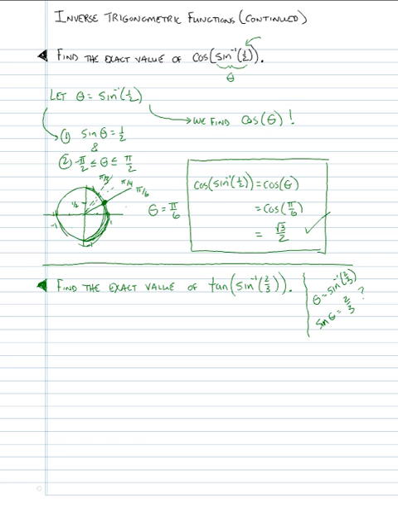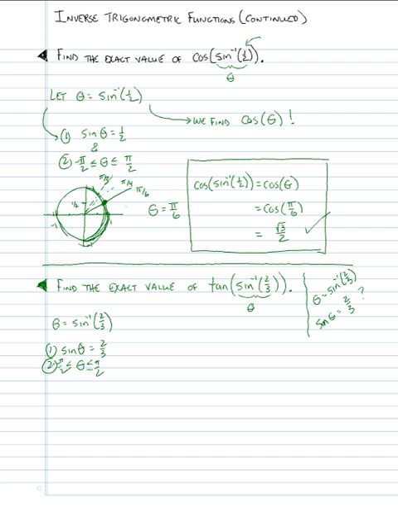So here's what we're going to do. We're going to start out like we did before, and we're going to call this theta. So we have theta is the inverse sine of 2/3. Now, here's a little bit more information. That would tell us that one, the sine of theta is 2/3, and two, theta is between negative pi over 2 and positive pi over 2.